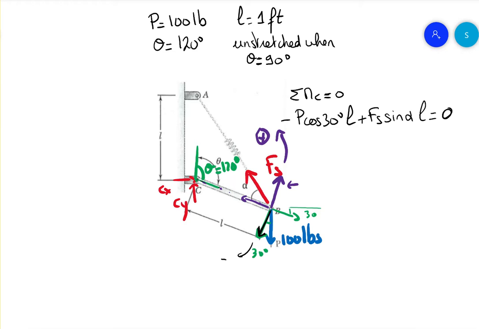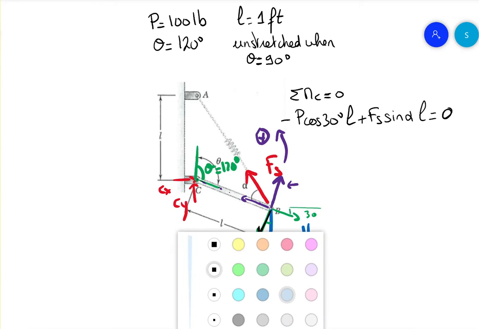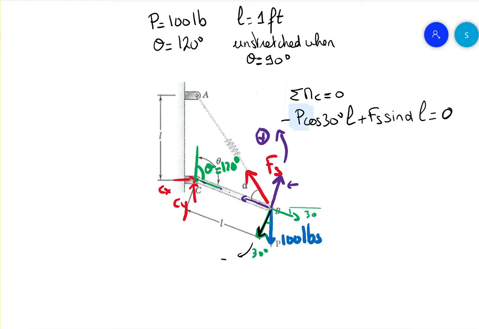Let's look at what we know. Let me put in blue what we know. We know P, it's 100. We know L, it's 1 foot. The final question of this problem is to find K. So to find K, we need to find the force of the spring. And we don't know the force of the spring, so it's a red one. And we don't know alpha too. Okay, so let's work on that.